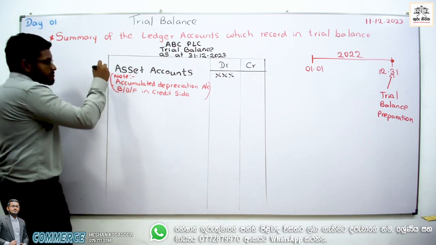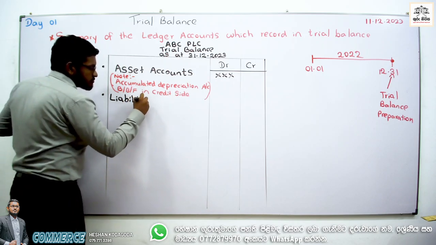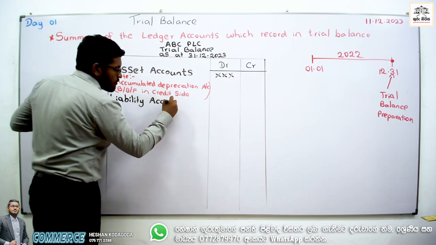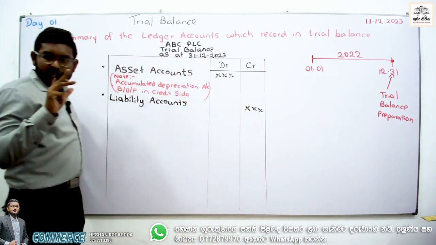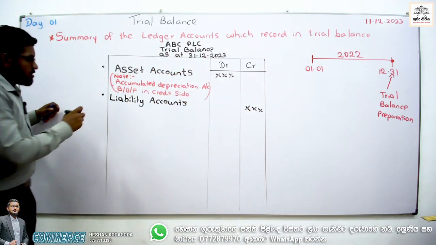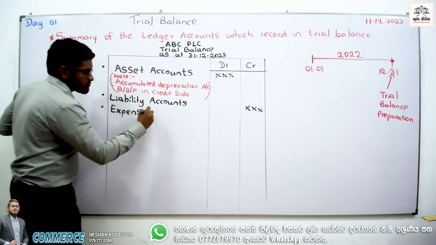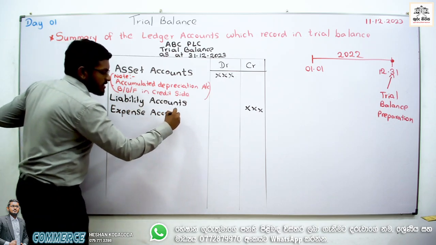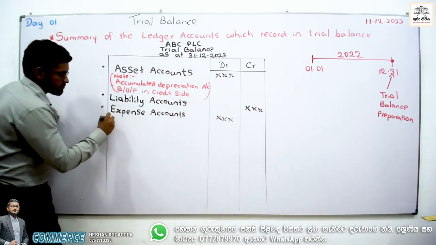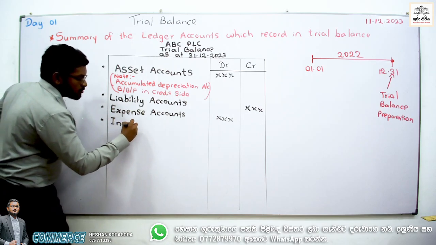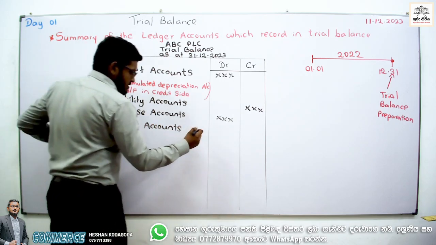Next one, liability accounts balance brought forward in which side? Credit side. Here, right? Expense account balance brought forward in which side? Debit side. Income accounts balance brought forward in which side?